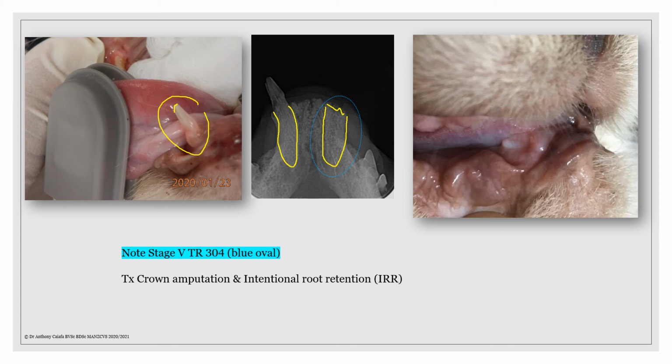This is the area 2 weeks post-surgery, so we actually did a crown amputation on tooth 404, and I've got a little video I can show you of that. And this yellow oval shows you the healed site of tooth 404 after the crown amputation, and the sutures have been lost.